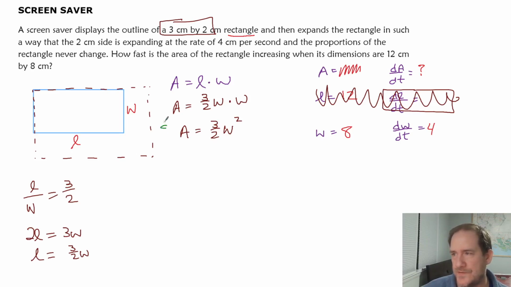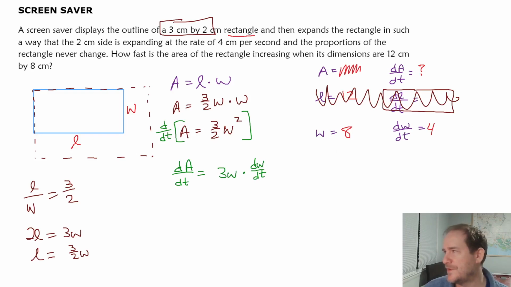So we can differentiate this equation to get dA/dt. That is equal to, let's see, multiply by 2, the 2's cancel, you get 3W to the 1, and then you chain rule a dW/dt.